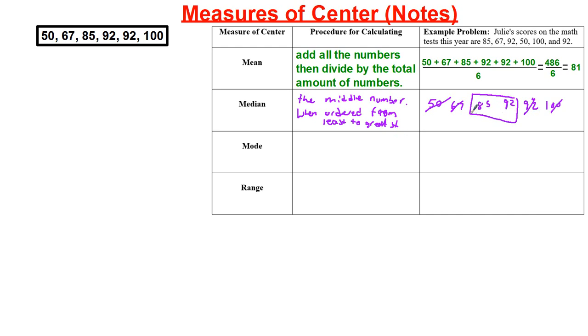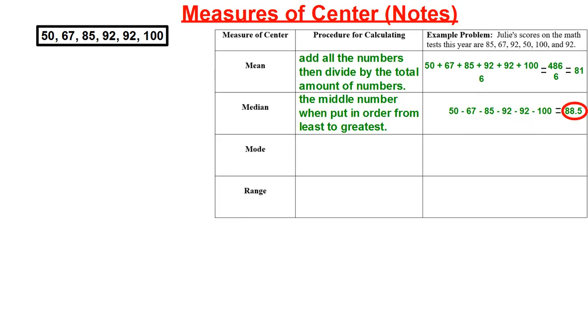So 92 plus 85 is going to give us 177, and when we take 177 and divide by 2, we get 88.5. So in this case, my median would be 88.5. Like I said, the only reason why we do that is because we have an even amount of numbers. If it was an odd amount of numbers, it would just be that number in the middle. Let's move on to the next one.